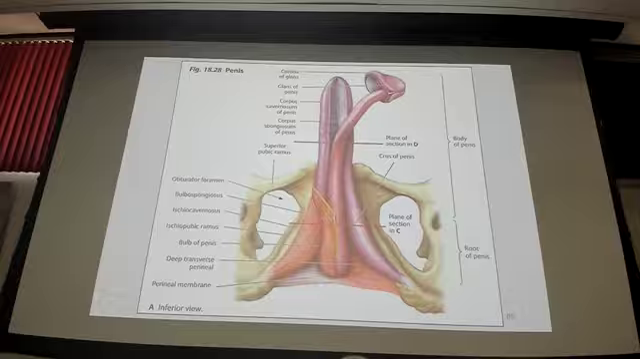So, bulbospongiosus. This is the corpus spongiosum, the single one, okay? These are the corpora cavernosa, all right? So this is the ischiocavernosus muscle.